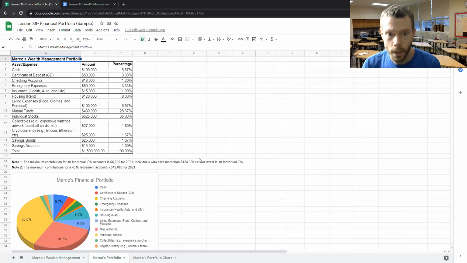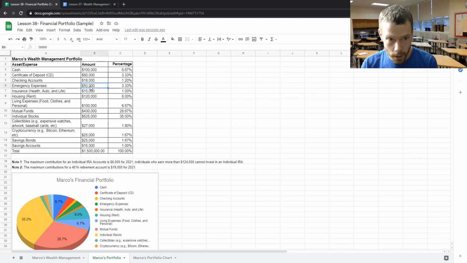This is what the finished product might look like, just to give you an example of one hypothetical allocation. And as we can see, the asset or the expense, the amount that's being spent, and the total percentages. And again, utilizing the formulas is a very useful tool for you to make sure you don't make mistakes in terms of the math. Same thing for the total amount here.